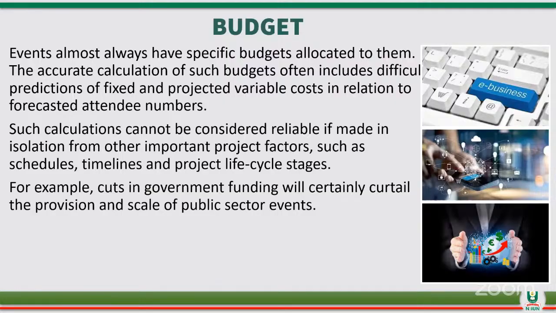Now, concerning budget, events almost always have specific budgets allocated to them. The accurate calculation of such budgets often includes the difficult prediction of fixed and projected variable costs in relation to the forecasted attendee numbers. Let's use simple examples like weddings. Most times when your event manager comes around, the first thing he asks you is how many people you are expecting so that he can make a plan and give you a budget. Such calculations cannot be considered reliable if the number of people is not known, because variable cost predictions cannot be made. So it's important for you to note this.